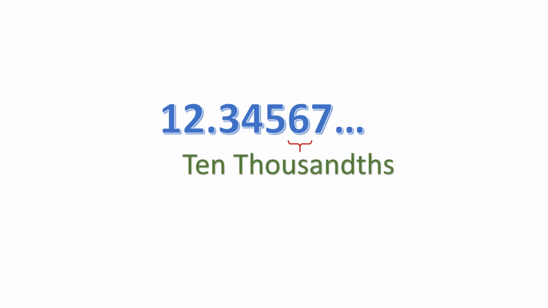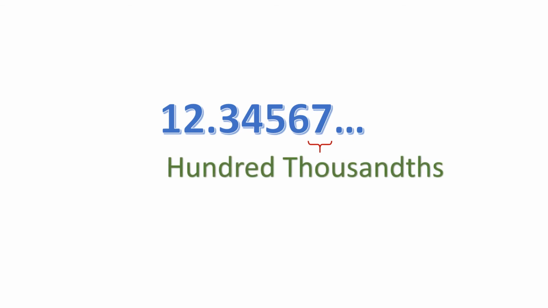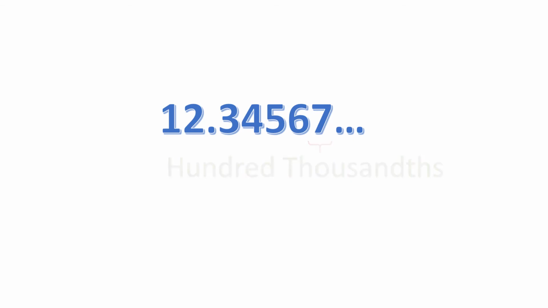The next one is the hundredths place. The third one is the thousandths place. The fourth one is the 10,000ths place. And the fifth is the 100,000ths place, and so on. So you have to remember those different place values in order for you to convert decimal to fraction. And if you master that, then it's going to be easy.